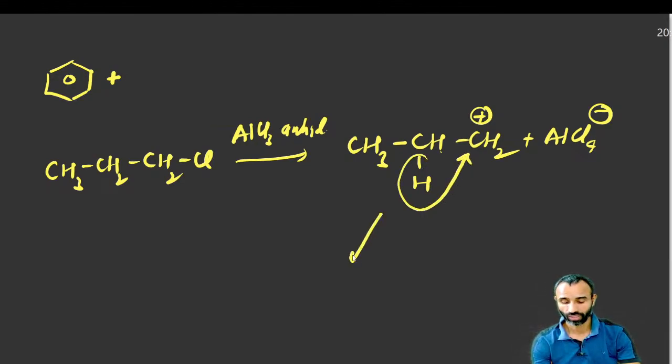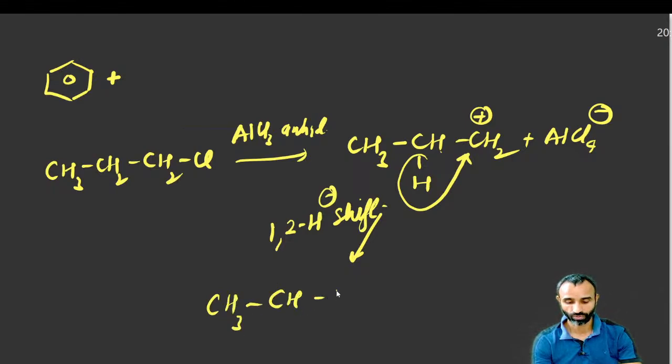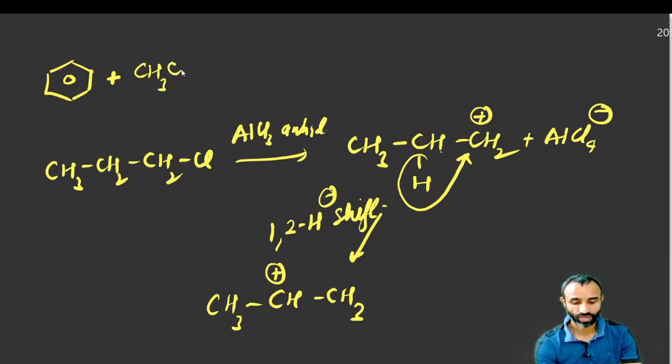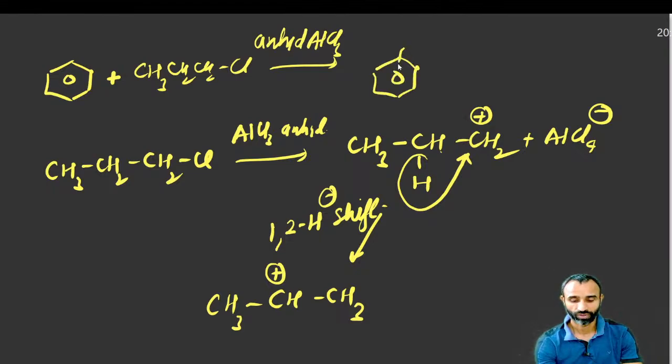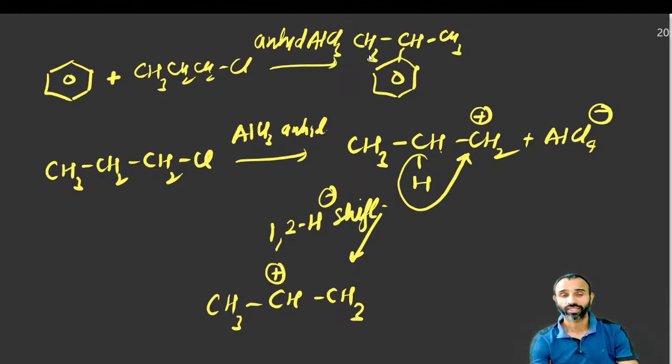So there is a 1,2 hydride shift, and 1,2 hydride shift leads to the formation of isopropyl carbocation. So that's why when this reaction takes place in the presence of anhydrous AlCl3, we ultimately get this as the major product, that is isopropyl benzene.